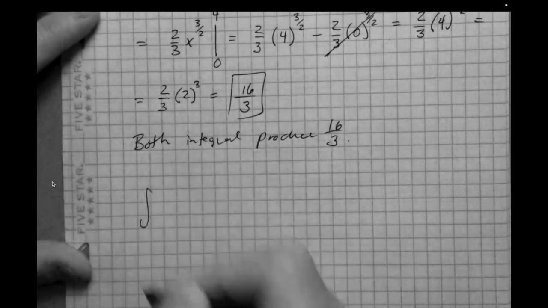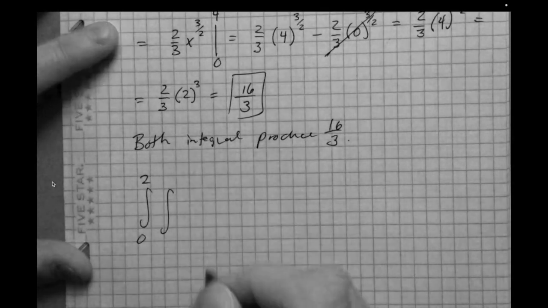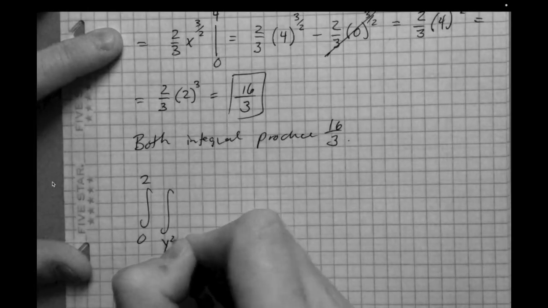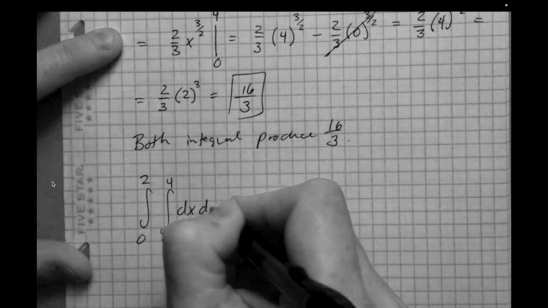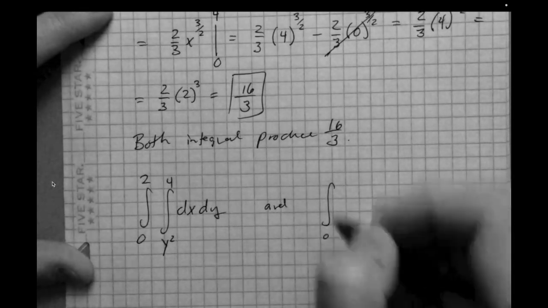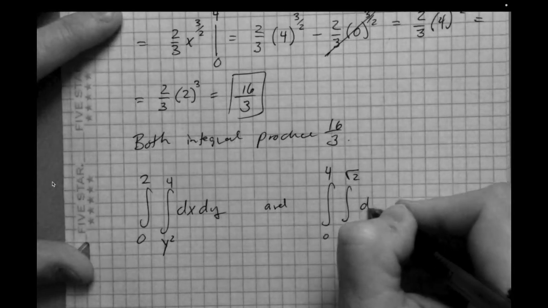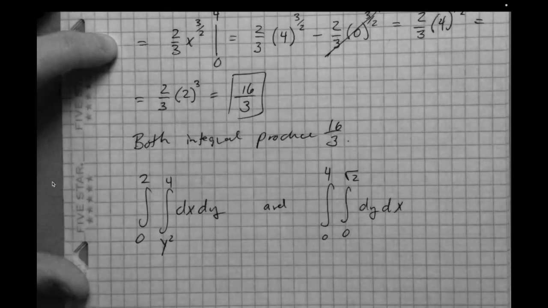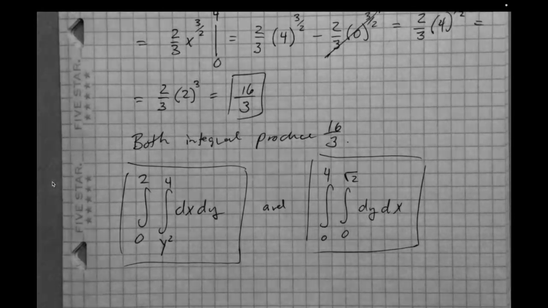Okay, so the two integrals, let's put them side by side here. The first one, the one that was given, was 0 to 2, and then y squared to 4, and this was a dx dy. And the second one we just calculated was 0 to 4 and 0 to the square root of x, dy dx. Okay, so these two integrals produce the same area. They refer to the same region in the plane.